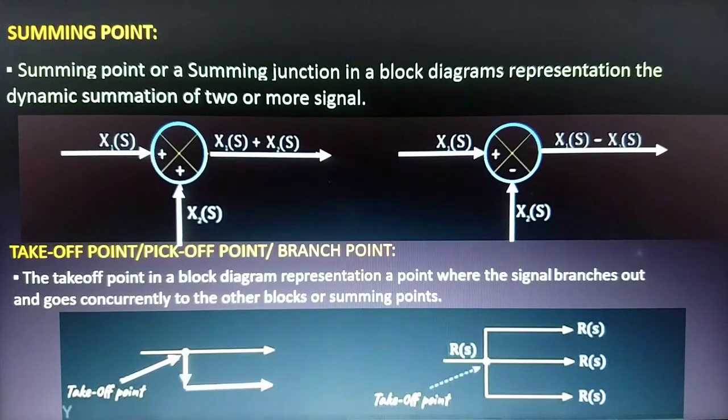Similarly, on the other side, this is the takeoff point, and this point distributes the signal into these three branches. If the signal is R(s), then we can distribute the signal with the help of this takeoff point among these three branches. So this is the basic use of a takeoff point in the block diagram. It distributes the signal from one branch into several other branches. In that way, we are done with the discussion of summing point and takeoff point.